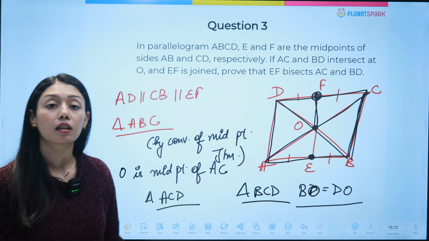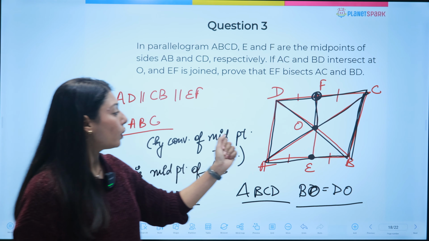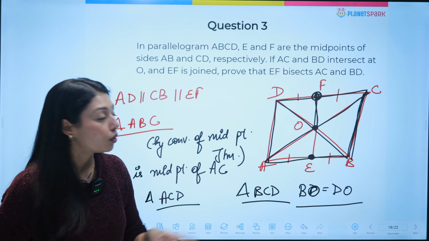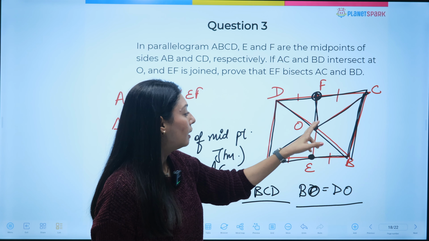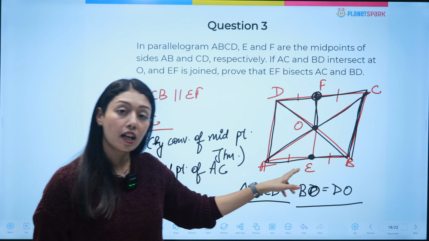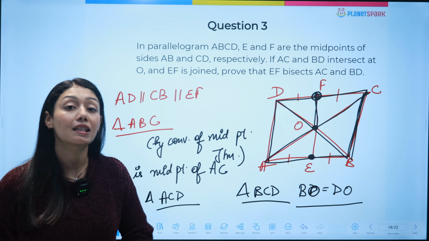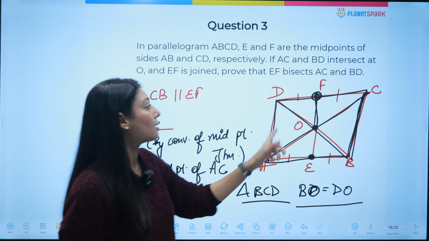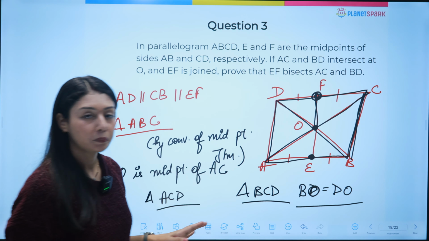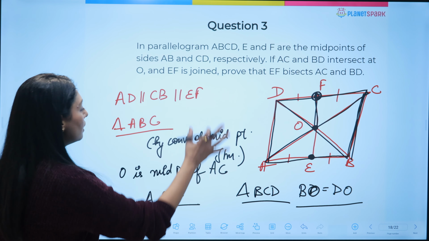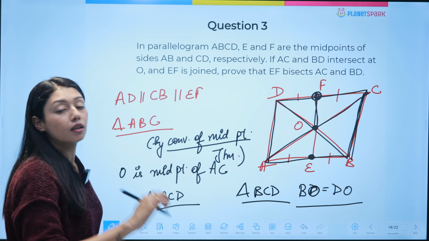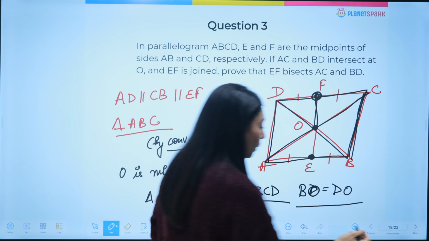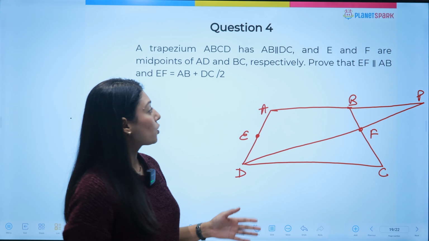O is the midpoint for the other diagonal as well, right? So what have we proved here? That O is the midpoint for both the diagonals there. So we can say that is the point of intersection of EF as well. That means EF is bisecting both the diagonals here. Hence proved there. तो क्या अप्लाई किया है हमने? Just the converse of midpoint theorem twice, and that's it. Okay. Next question, everybody.